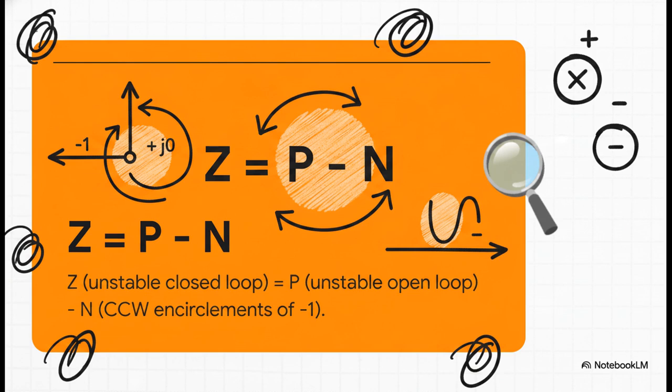It's the number of counterclockwise encirclements of that critical -1 + j0 point. If the number of counterclockwise encirclements perfectly offsets any positive open-loop poles we started with, Z drops to 0, and boom, our system is perfectly stable.